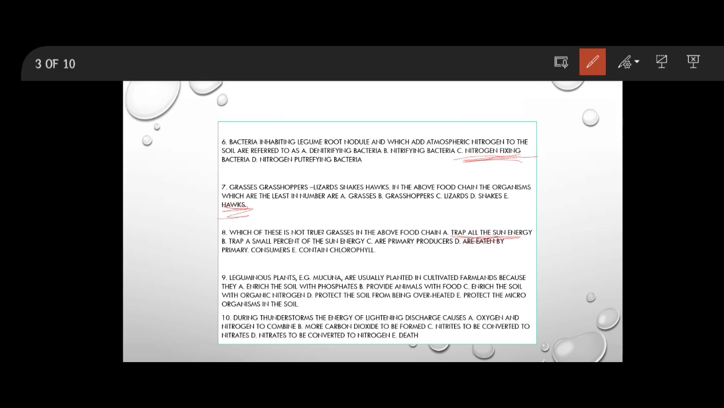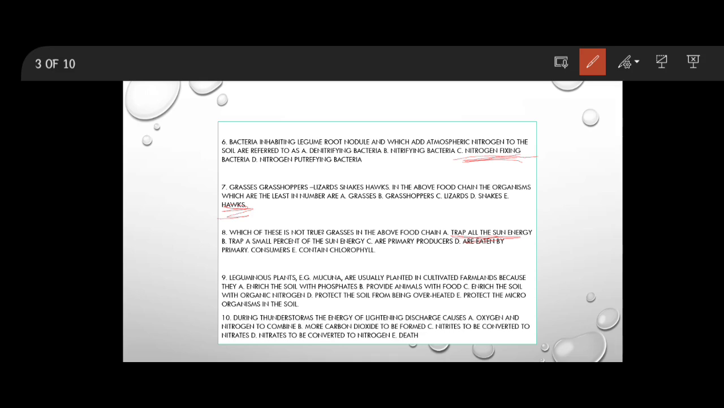Moving on, we have the leguminous plants, e.g. mucuna, are usually planted in cultivated farmland because they dash. A. Enrich the soil with phosphate. B. Provide animal with food. C. Enrich the soil with organic nitrogen. D. Protect the soil from being overheated. E. Protect the microorganisms in the soil.